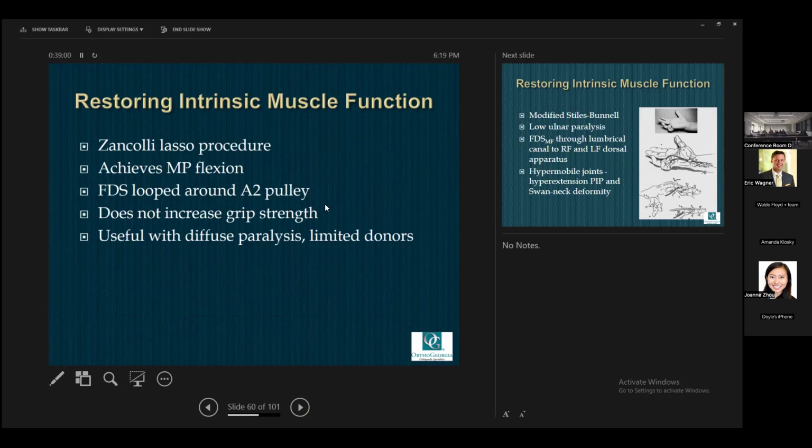Now, here's another question for when you're taking an exam. They'll ask, which one of these transfers increases grip strength? Well, it's just about always the one where you bring a wrist motor in, because that's when you're adding strength. When you're using an FDS, it's already there. I promise you'll see that on the exam.